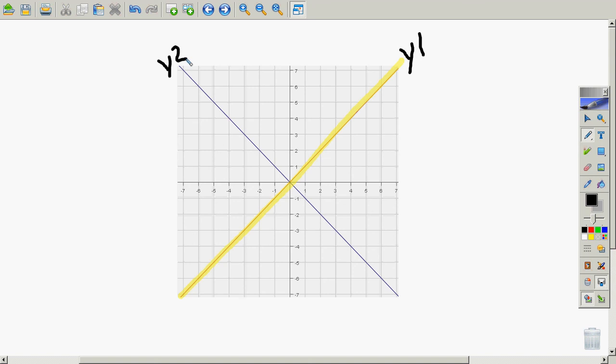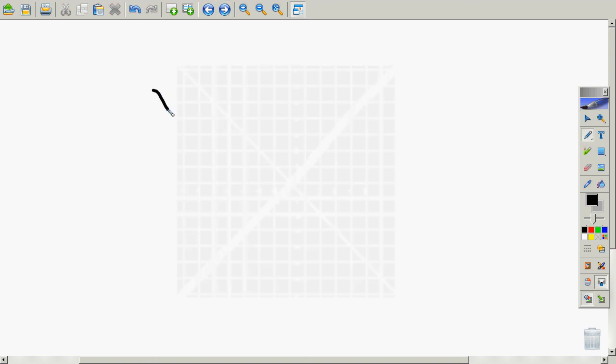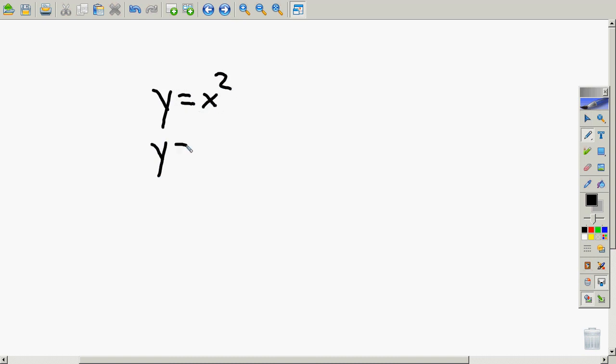Okay, let's try another one. In y1, can you put x squared? In y2, can you put negative x squared? So now we'll do the quadratic one of degree 2. Go ahead and graph those. And again, graph those with zoom 6. Pause this until you have those graphed.